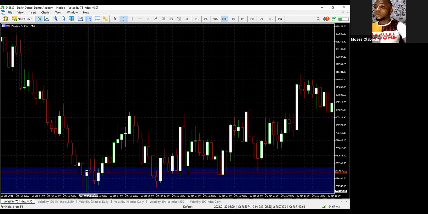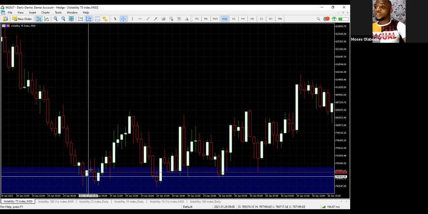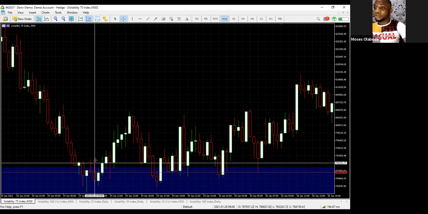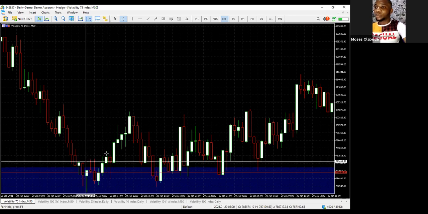But then look at it, the hammer forming again for the second time. You would wait for it to close. As you can see, this particular candle closed above the high. So your entry will be here, and your stop loss would be below the hammer, or above it, whichever way it appears.